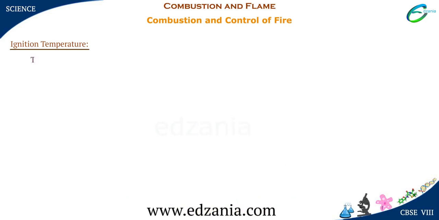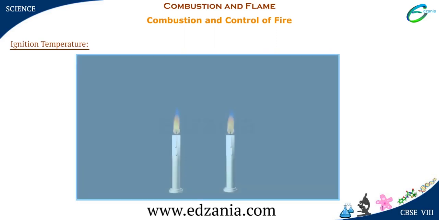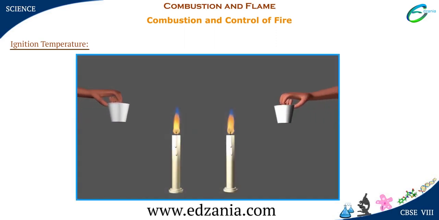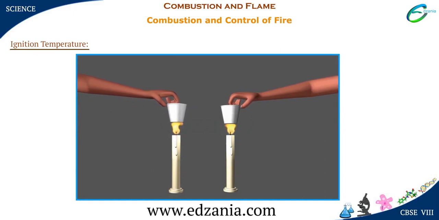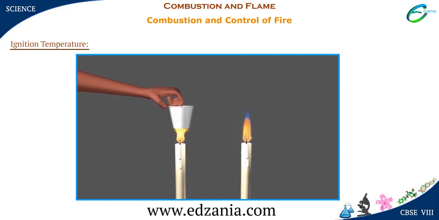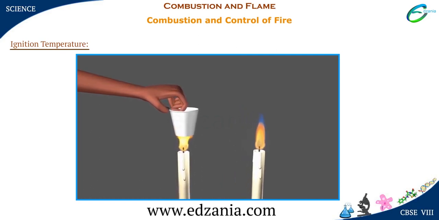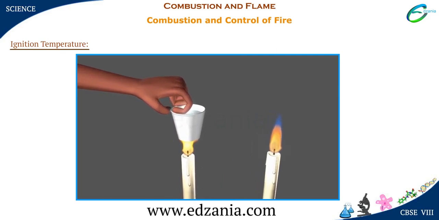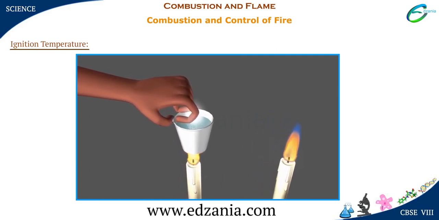Let us perform an activity to show that it is essential for a material to reach ignition temperature to burn. Take 2 paper cups, one filled with water. Now heat the paper cups separately with a candle flame. What do you observe? The paper cup without water catches fire. But the paper cup with water does not catch fire and the water turns hot. If we continue heating the cup, the water boils in the paper cup.